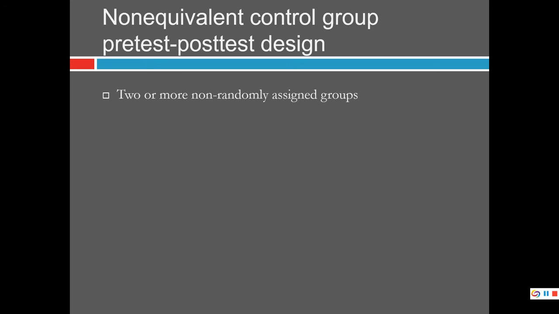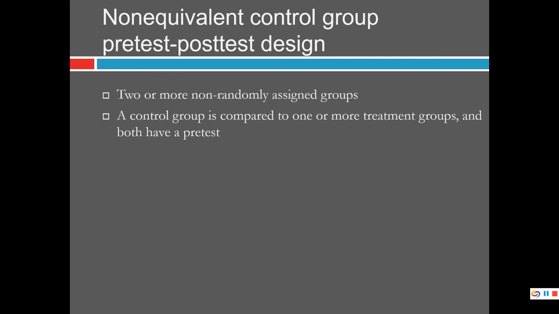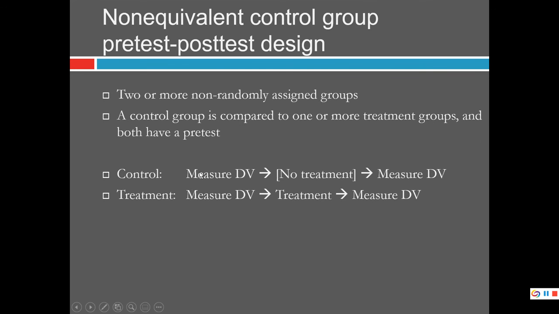Let's stick with the Seattle, Washington Police Department and the Miami, Florida Police Department. You're comparing them, but they both have a pretest this time. So you measure shooter bias in a shoot-don't shoot task in Seattle. They get no treatment, and you measure it again later. You measure shooter bias in a shoot-don't shoot task in Miami.